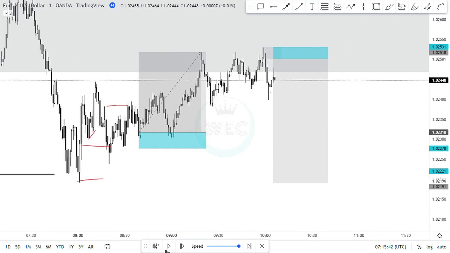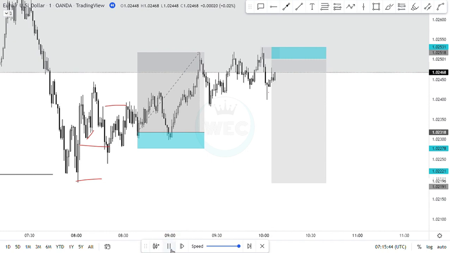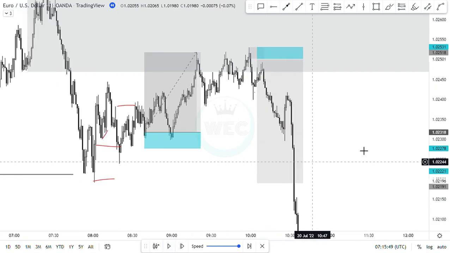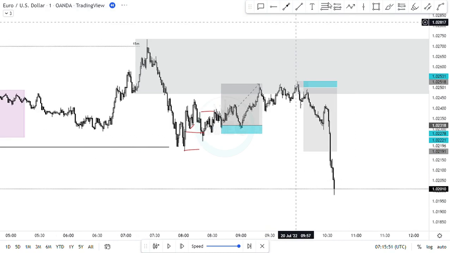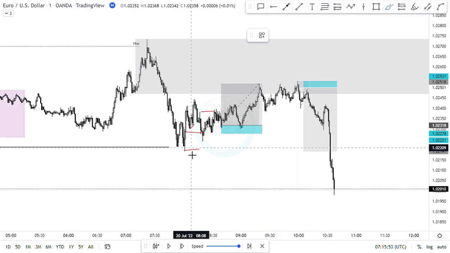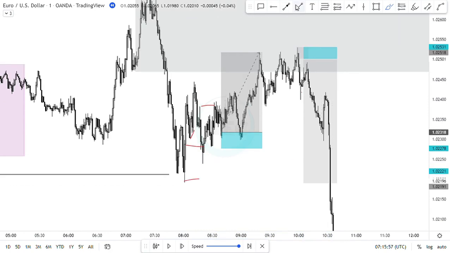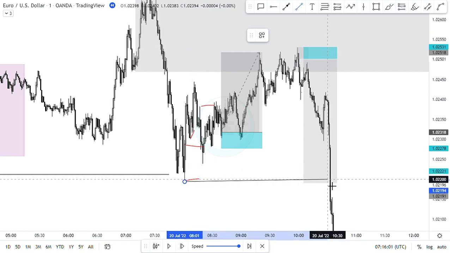Let me continue to play price forward, and let's see what price did. So real quick, we had another M15 break of structure. Okay, so M15 has broken another structure to the downside, right? So let me show that real quick. M15 break of structure.